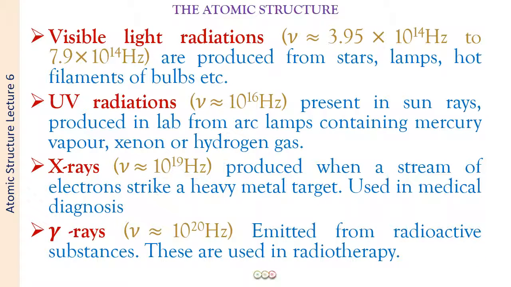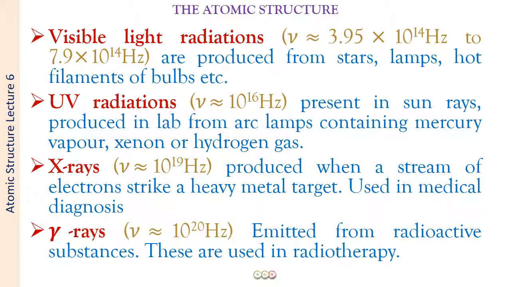And then the gamma rays, the frequency 10^20 Hertz, the maximum we have for the electromagnetic radiations known to us till date, and they have the maximum energy, the least wavelength. They are emitted from the radioactive substances and they are used in radiotherapy.